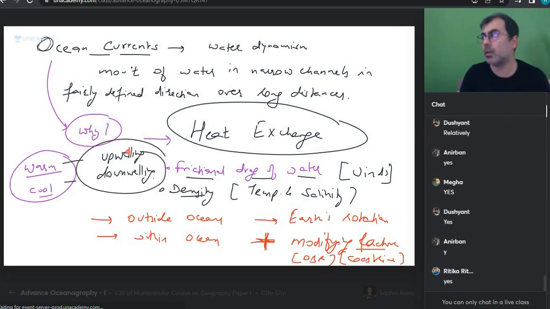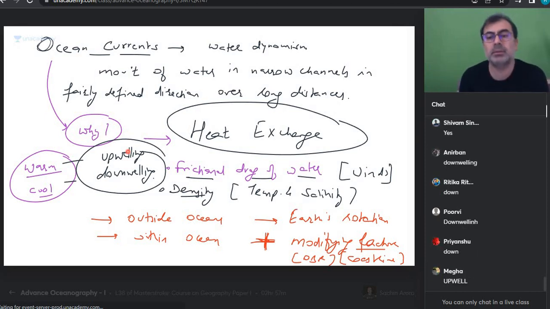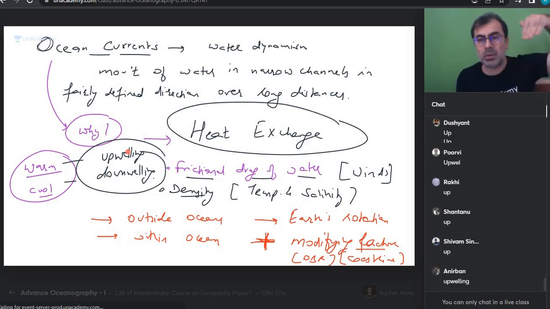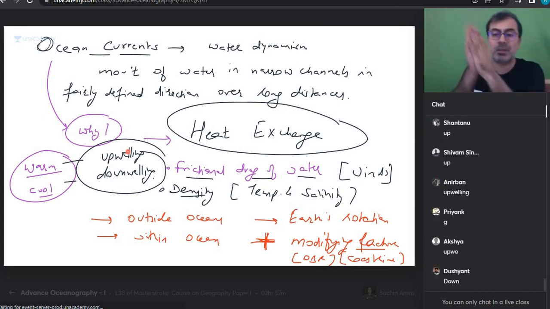One more thing I told you about, two terms: upwelling and downwelling. Vertical sinking of ocean waters is called downwelling. Do we get that? Vertical rising up of ocean water is called upwelling. Surface water going to the bottom, downwelling. Deep sea water coming to the surface, upwelling.